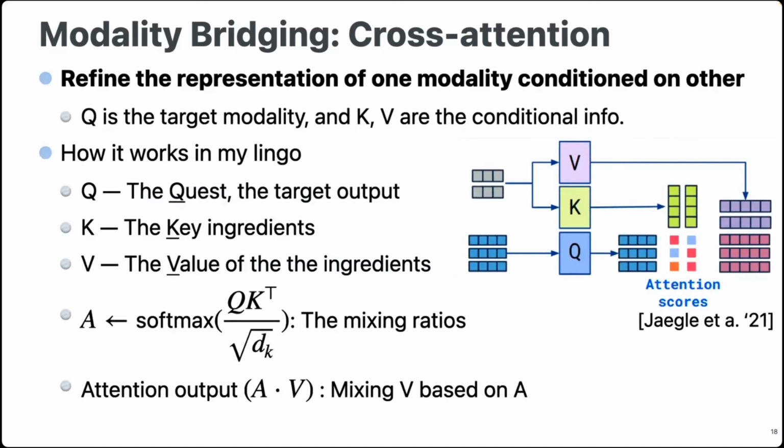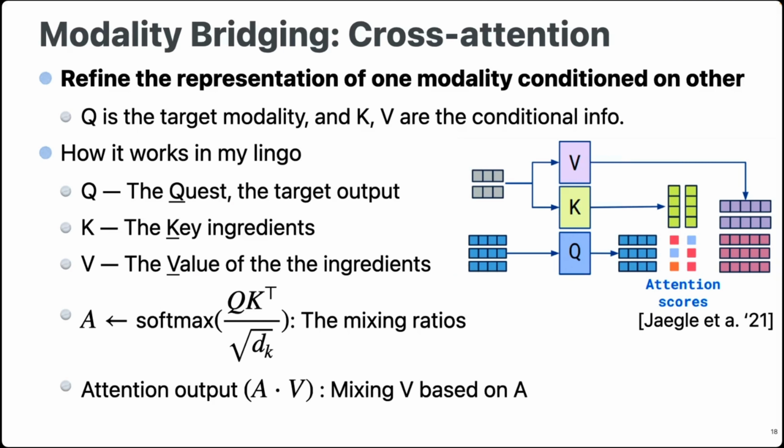So in this case, say we have images and text, and we use cross attention to refine the text embedding using the image tokens. Here, the queries Q would be the target modality, and K and V would be the conditional information.